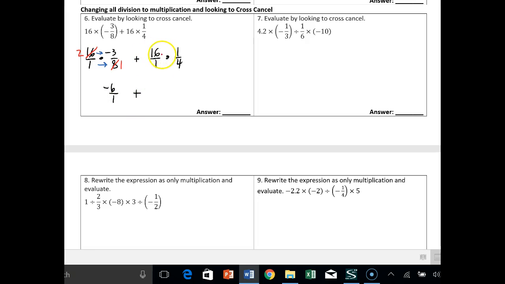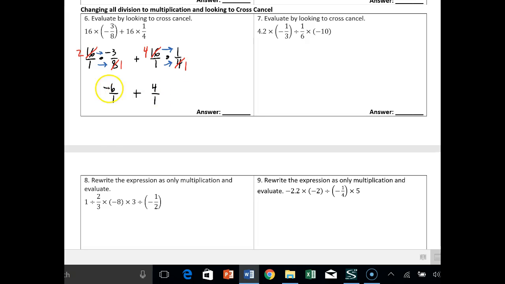plus, and let's do the cross canceling here. 16 and 4 can both be divided by 4. So 4 divided by 4, 1. 16 divided by 4, 4. Let's multiply straight across. And we're going to get 4 times 1, 4. 1 times 1, 1. And now look, we have the same denominator, so we're good to go.